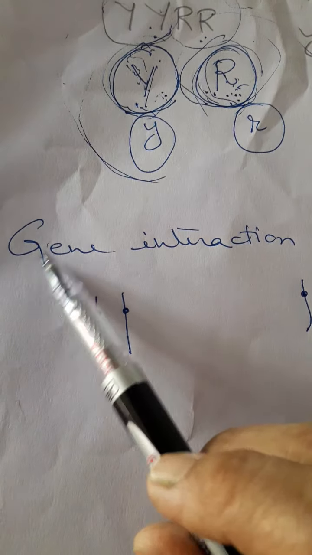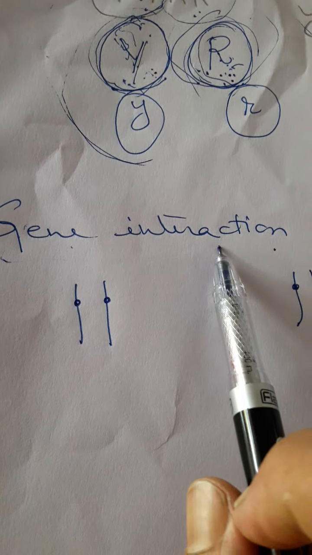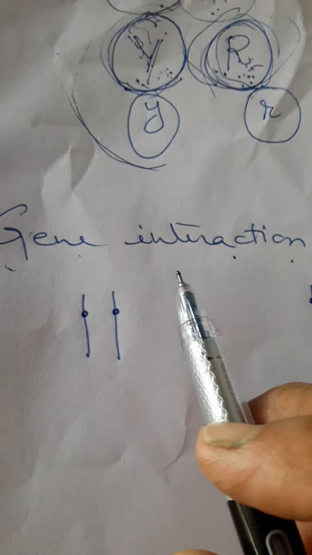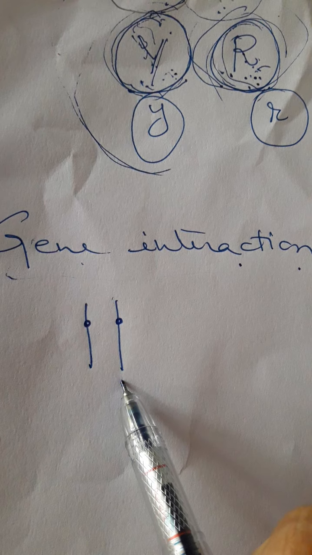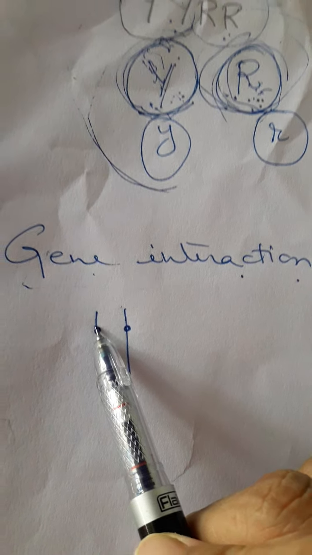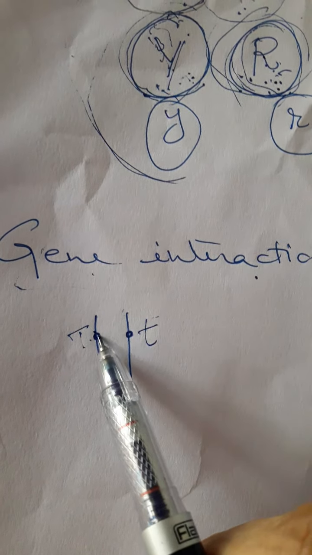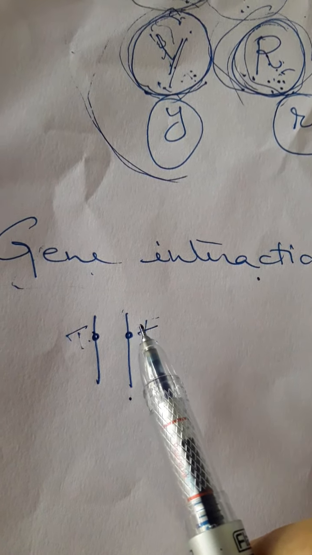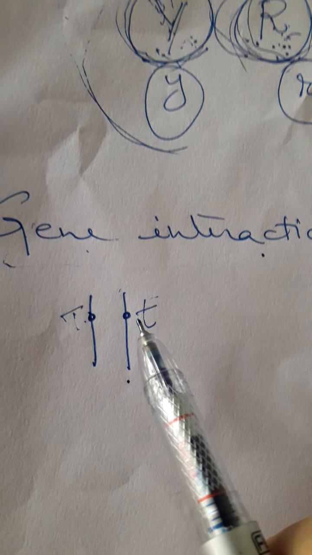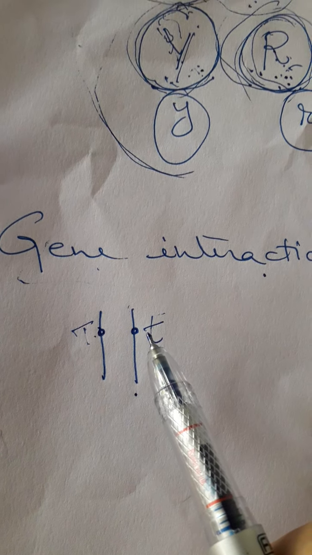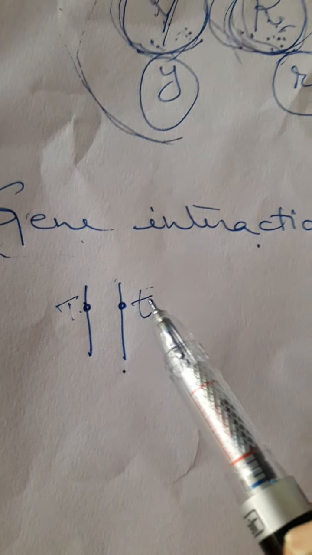Next we will discuss gene interaction. Gene interaction means the influence of one gene or allele over the other. Suppose this is a pair of homologous chromosomes, and here two genes are there, capital T and small t, which are alleles. When these two interact, that interaction is known as interallelic interaction, that is, the influence of one allele over the other allele of the same gene. Examples are incomplete dominance, codominance and lethal factors, which we have already discussed.